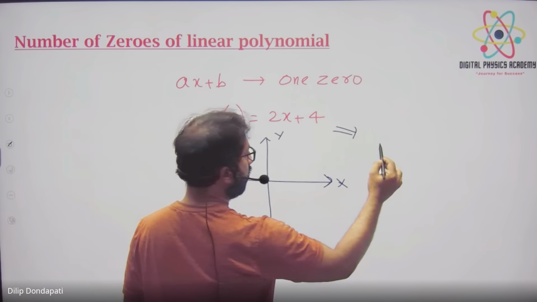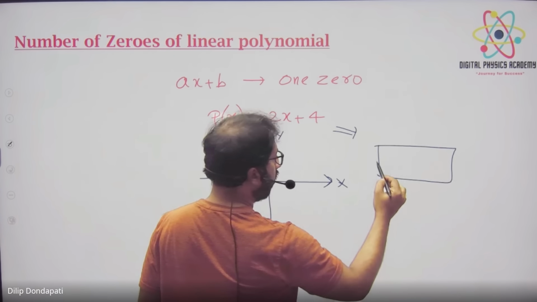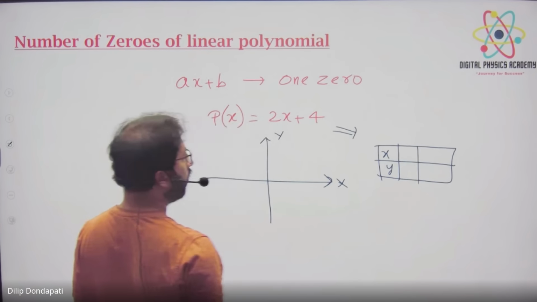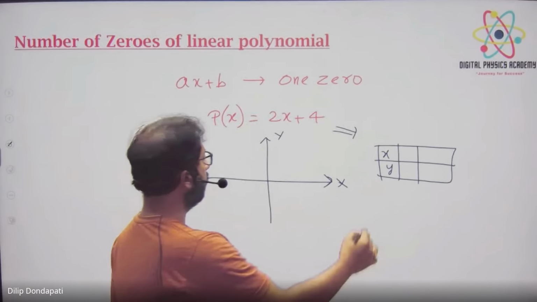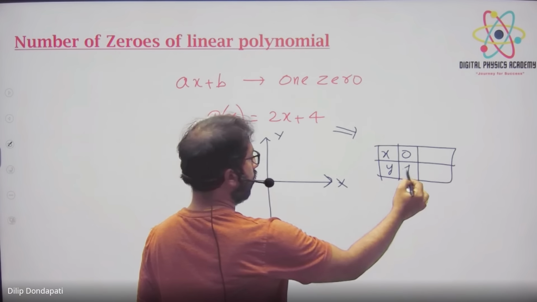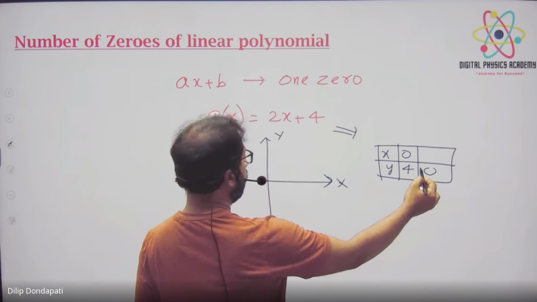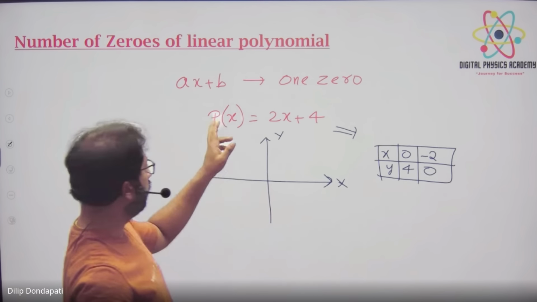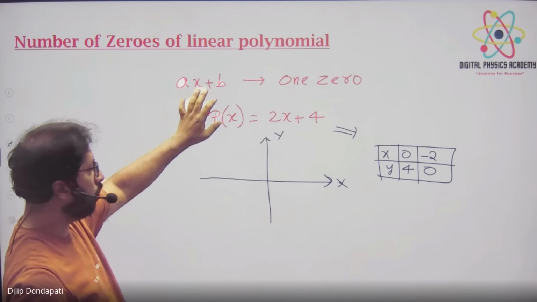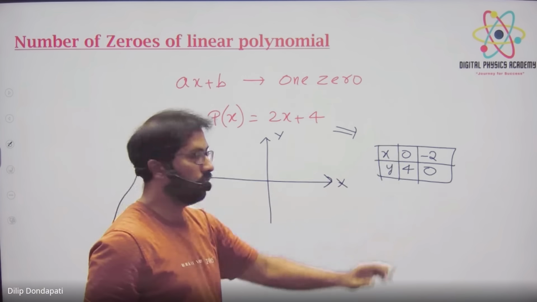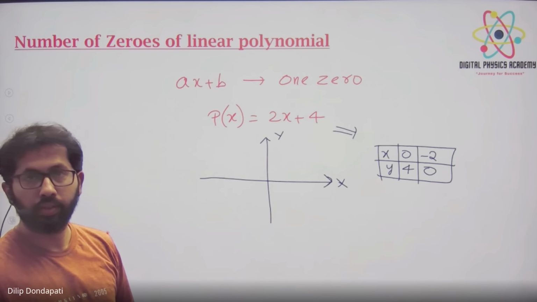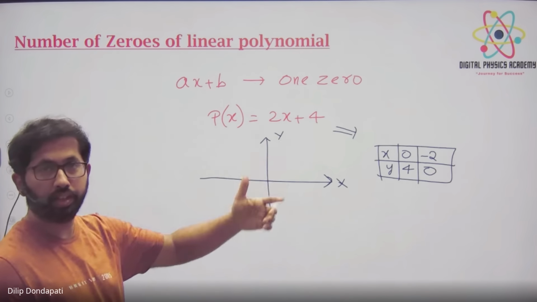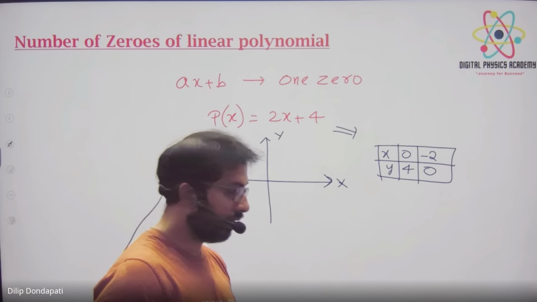So just make a table, x, y. If we put x equal 0, y is 4. If we put y equal 0, x is minus 2. Right? 0. If plus 4 is here, then minus 4. Minus 4 by 2 is minus 2. Now plot. And you already know a degree 1 polynomial always gives a straight line. Draw and tell me.